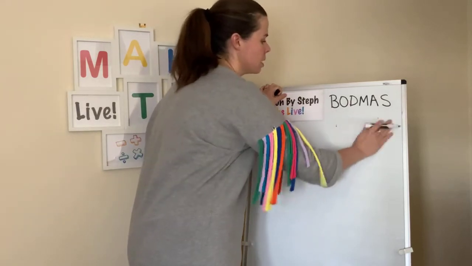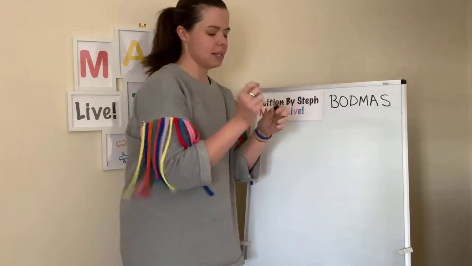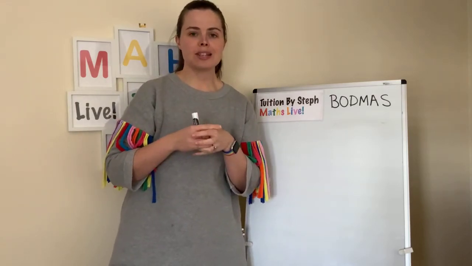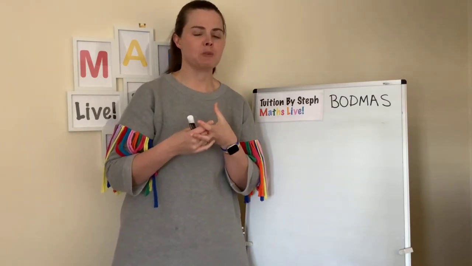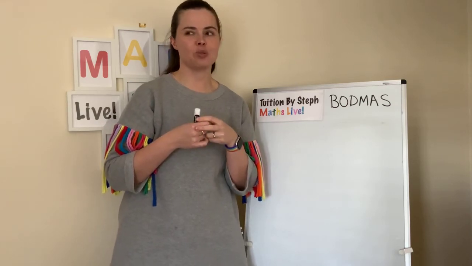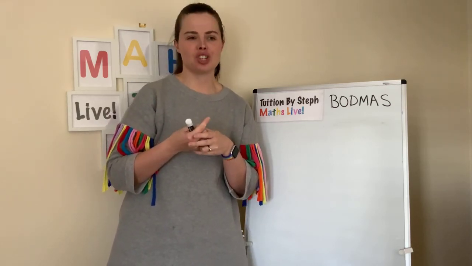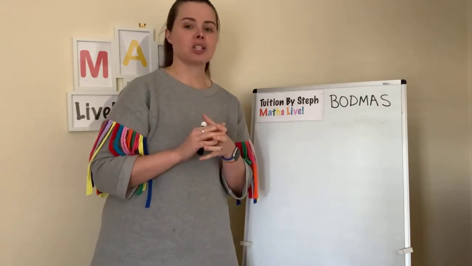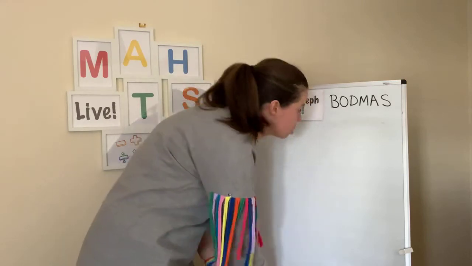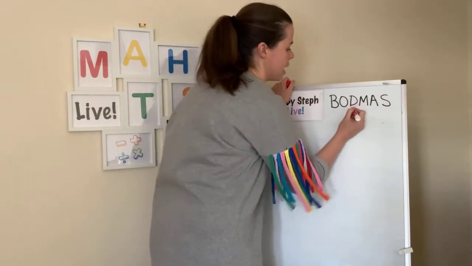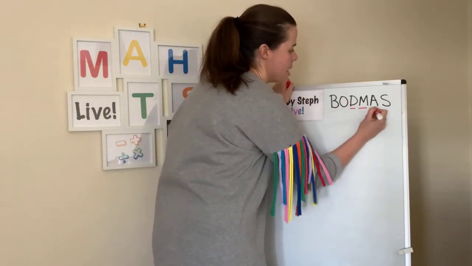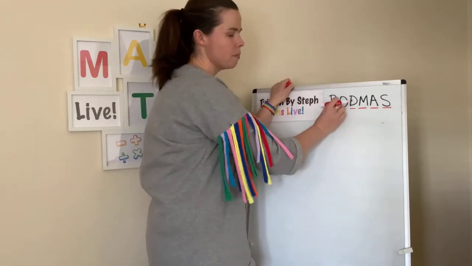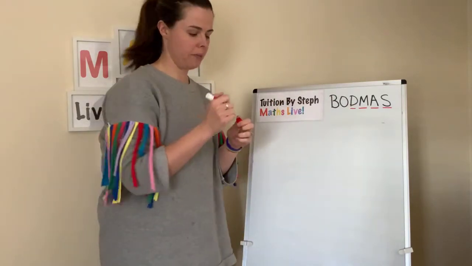Now, BODMAS is about when you do calculations, you need to make sure that you do them in a specific order. It's like the instructions for doing calculations. So you'll see today, as a starter, what I mean. We're going to focus on these letters today: D, M, A, and S. We'll come back to B and O tomorrow.